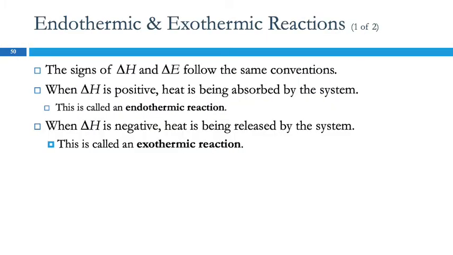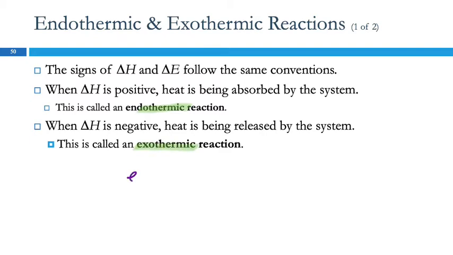So the signs for delta H and delta E follow the same conventions. If heat is leaving the system, that's negative. If heat is coming in, it's positive. So when delta H is positive, heat's being absorbed by the system, heat is coming in, we call that an endothermic reaction. Endothermic. So thermic relating to heat, right? When delta H is negative, heat's being released, and we call that an exothermic reaction.